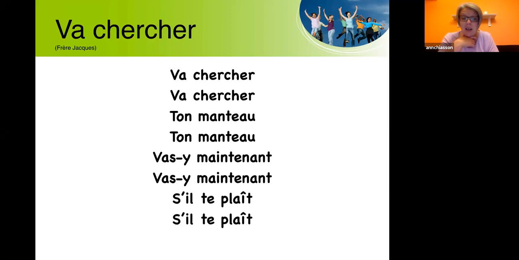Vas-y maintenant. So, of course, they all have ideas. They all want to add. So, they're all getting dressed at the end of the day and getting their stuff organized.